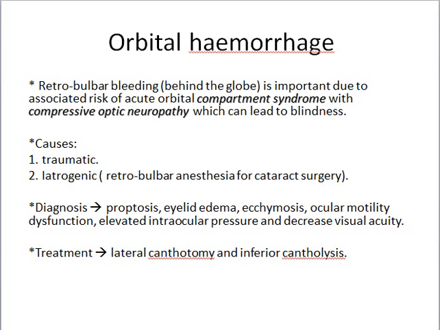Causes of orbital hemorrhage are either traumatic or iatrogenic, due to retrobulbar anesthesia for cataract surgery. Diagnosis of orbital hemorrhage may show proptosis, eyelid edema, ecchymosis, ocular motility dysfunction, elevated intraocular pressure, and decreased visual acuity. Treatment of orbital hemorrhage is by lateral canthotomy and inferior cantholysis.